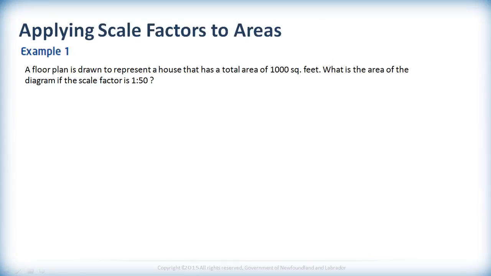Okay. So here's an example. A floor plan is drawn to represent a house that has a total area of 1,000 square feet. So that's the area of the actual there. It's 1,000 square feet. What is the area of the diagram if the scale factor, so k itself, is 1 to 50? So we want the area of the diagram, or the area of the image. Well, we just saw that the area of the image should be equal to k squared times the area of the actual thing.